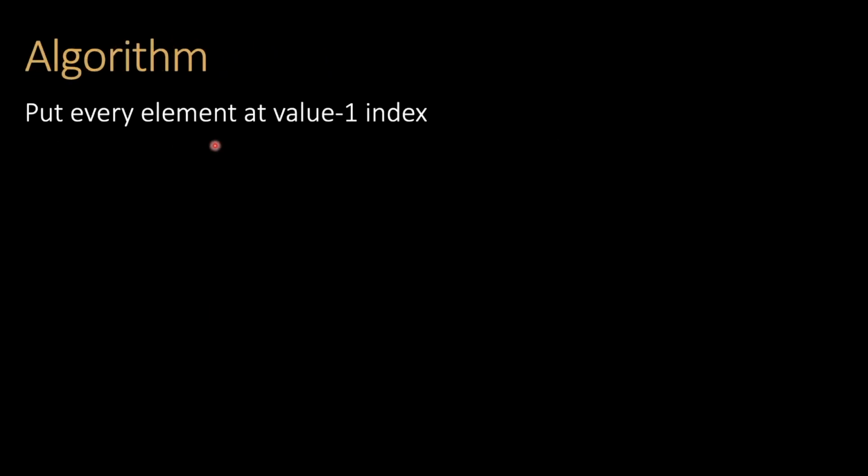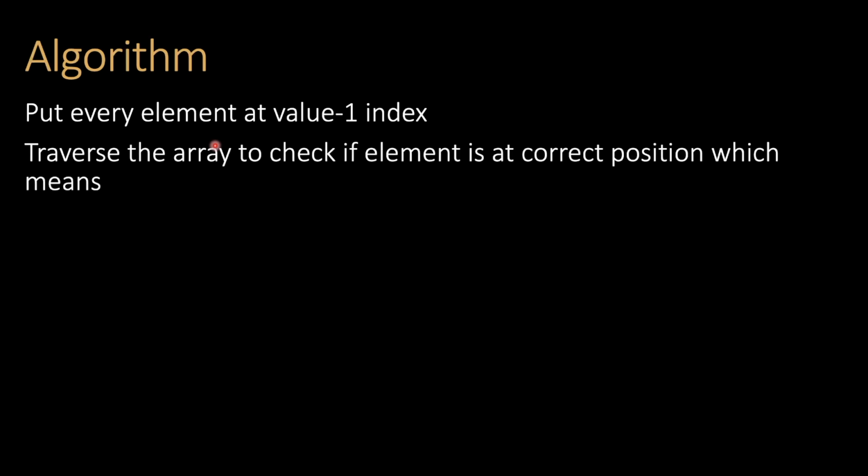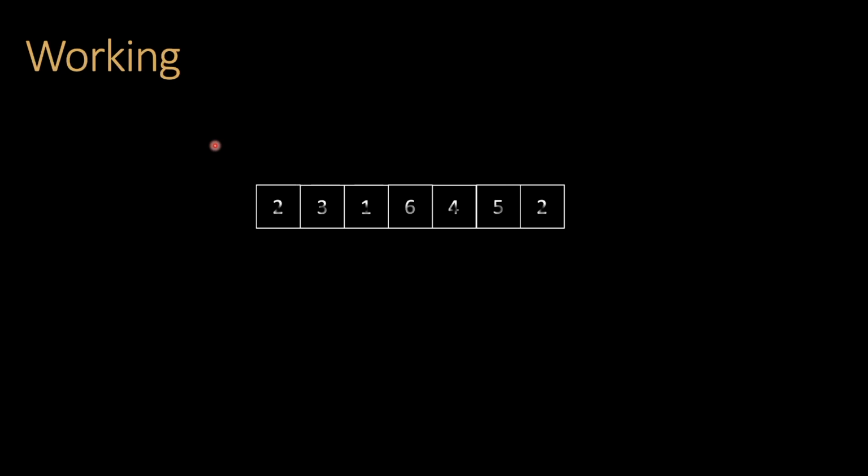We're going to put every element at value minus 1 index, and then we're going to traverse the array to check if each element is at the correct position or not. How will we check whether the element is at the correct position? Since we have placed the elements at value minus 1 index, we will simply check if the value of the element equals index plus 1 or not. Let's see the working through an animation. We have this array and we need to find the repeated element. These are the corresponding indices of this array.